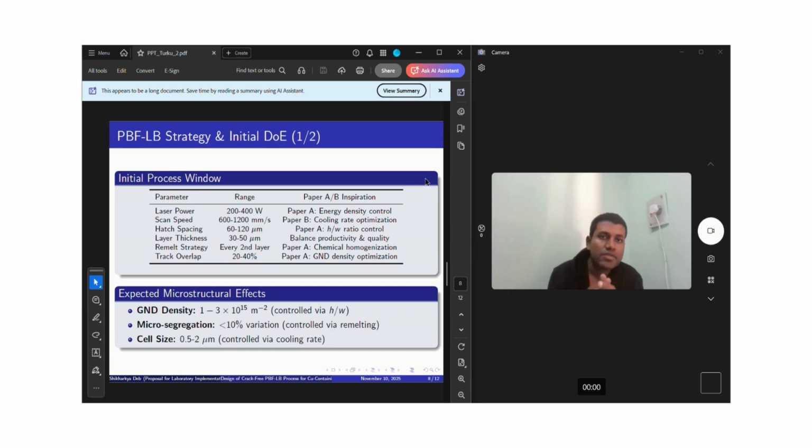What we expect for the first speeds, which is around 1200 millimeters per second: low energy input, shallow melt pools, faster cooling rates, finer microstructures, and higher productivity.